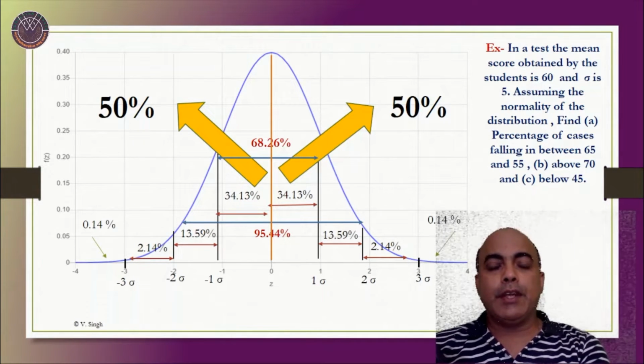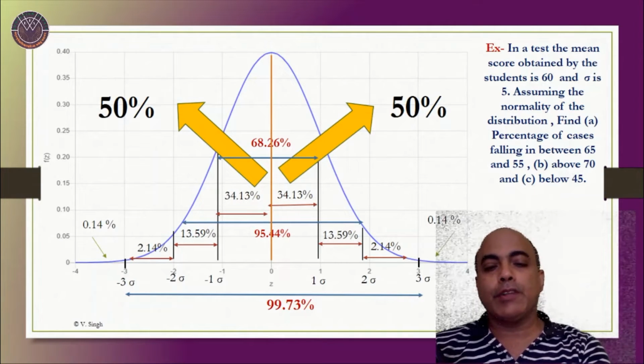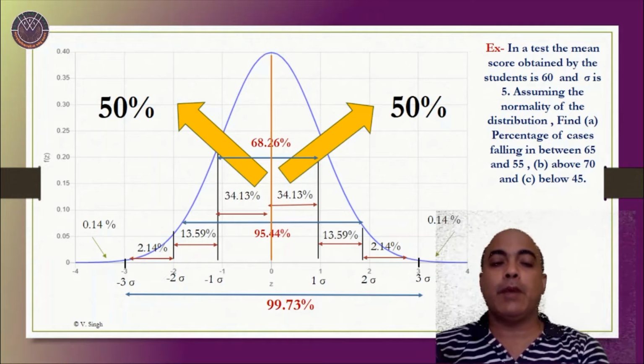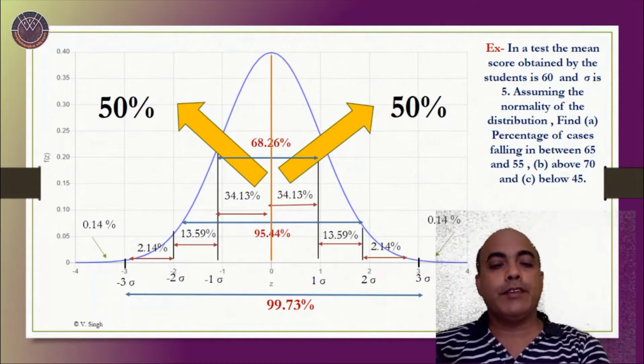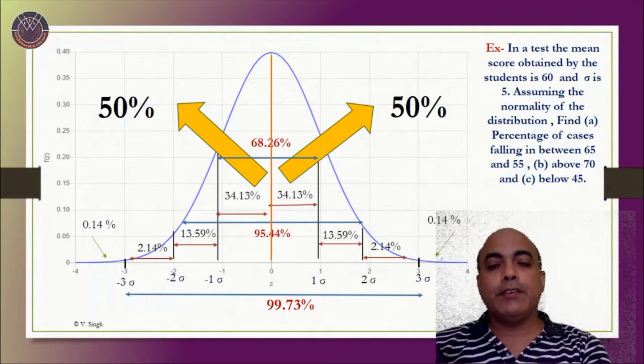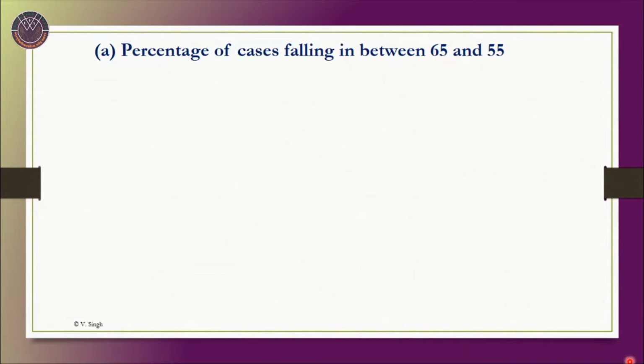The remaining cases lie above this 3 sigma value in both directions, but almost 100% of the cases, or 99.73% of the cases, lie between these 3 sigmas, that is, between minus 3 sigma and plus 3 sigma. So the basic understanding of this percentage of cases between these specific sigma values will be used in solving these problems. Now let us come back and solve our problem.